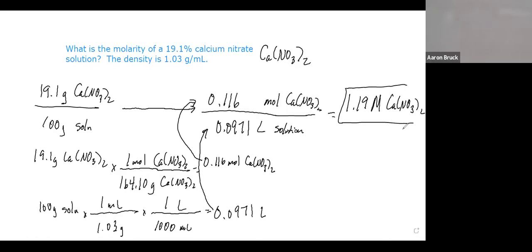So basically, it's just this process going the other way. And then the last step, we have to multiply by 100 because we don't have 100 grams of solution. We're going to have whatever the number of grams is instead.